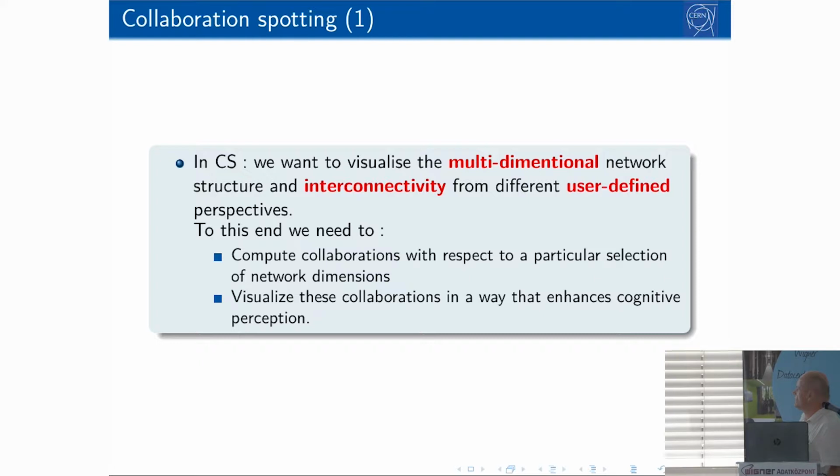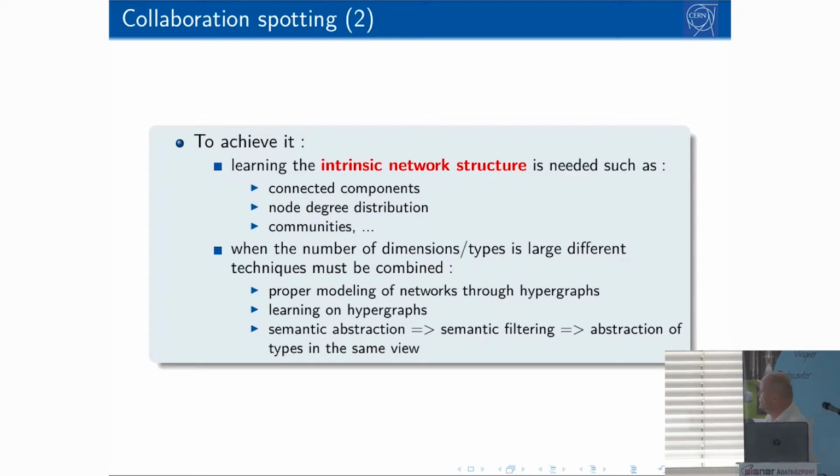In collaboration spotting, we want to visualize the multidimensional network structure and interconnectivity from different user-defined perspectives. So for this, we have to compute collaborations and visualize these collaborations in a way that we have the maximum cognitive perception. And this, for small graphs, is quite easy, but when we start to increase the number of collaborations, then it starts to be quite hard to have a good cognitive perception. So my role in the project is to work on this visualization part.